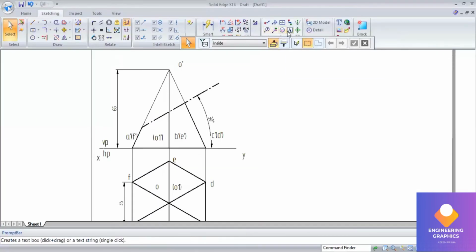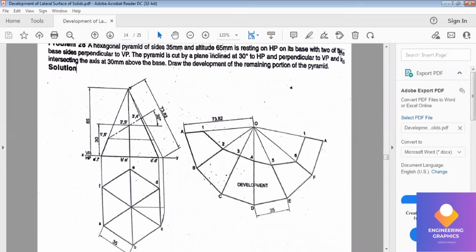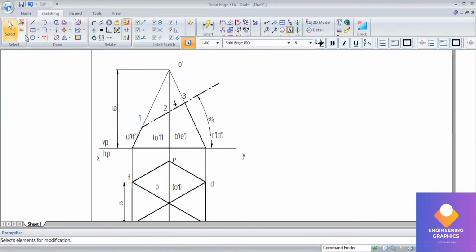Okay, now we can give the numbers for that section plane. 1, 2, 3, 4 and 5. 1, 2, 3, 4, 5 and 6 here. You can mention it. 4 it is cutting here on the slant edge DO, and this is 5 and this is 6 here.